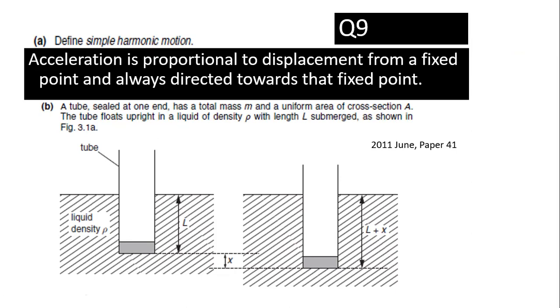Okay. This is a worksheet that I've given you. You have downloaded it, you should be able to follow number 9. A tube sealed at one end has a total mass M and uniform cross-sectional area. Uniform cross-sectional area is just below here. The tube floats upright in a liquid of density rho, and the length of the part below the liquid is L, submerged as shown in the diagram.